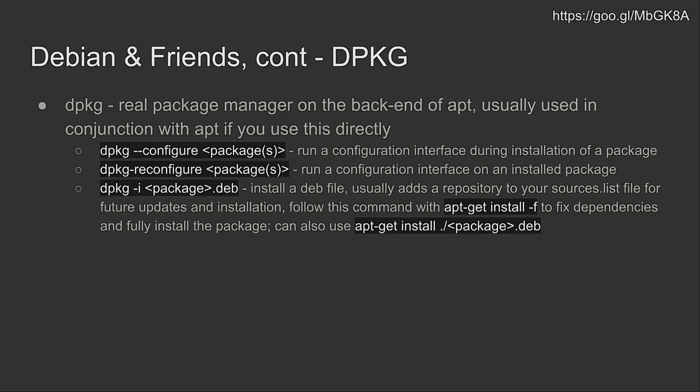dpkg --configure configures packages that will run a configuration interface during the installation of a package, so if you're manually installing something. dpkg-reconfigure is typically one that is used more often. It's going to run that configuration interface on a package that's already installed, so you can reconfigure it to default options. So let's say Red Team just totally messed with your SSH config or your FTP config.